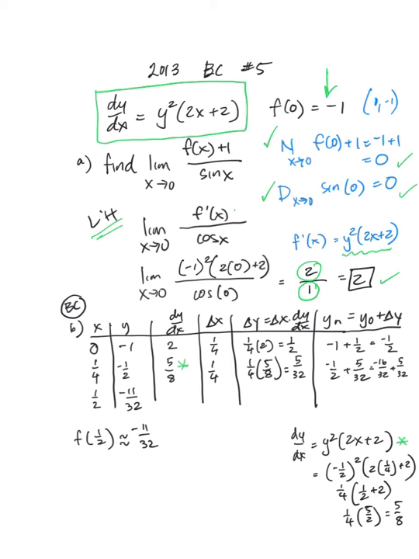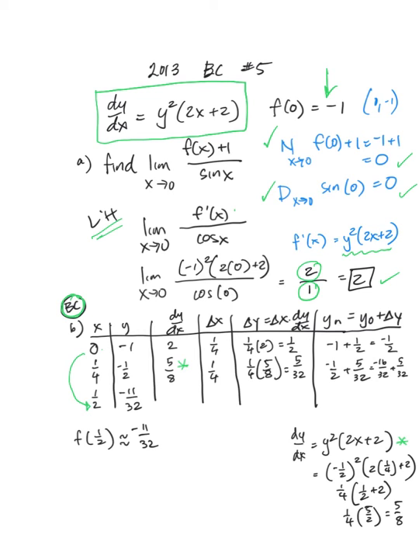Part B is Euler's method. Again, this is a BC only topic, but BC students are expected to know how to do this. So I'm going to do my chart with my x, y, my dy/dx, my delta x. If I'm going from 0 to 1/2 with 2 steps, my delta x is going to be a fourth each time. My delta y is delta x times dy/dx, my differential equation at the given values, and then my y new is my y old plus my delta y.